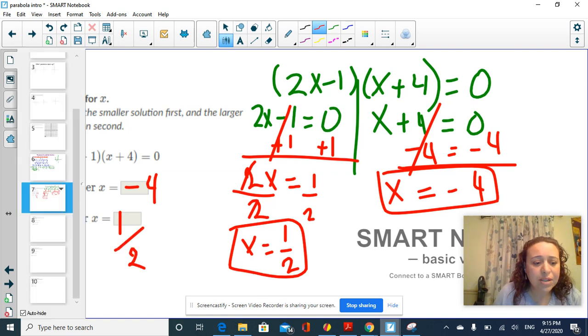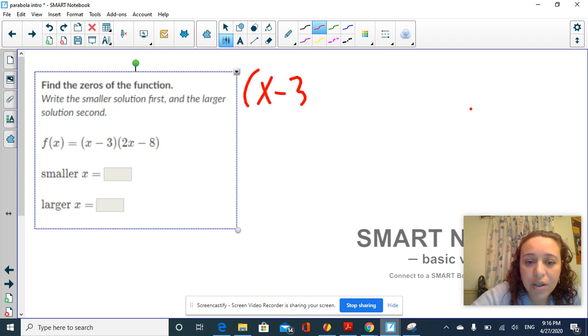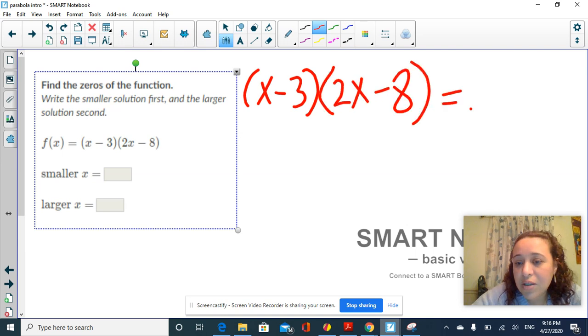Okay, let's see another example. I think this one is easy, so I'll go to the next one. Find the zeros of the function. The same: finding the zeros of the function means finding the values of x that make this function equal 0. When is this function equal 0? When x equals something. We have f of x equals x minus 3 multiplied by 2x minus 8. I want to know the zeros of the function, so I make this function equal to 0.